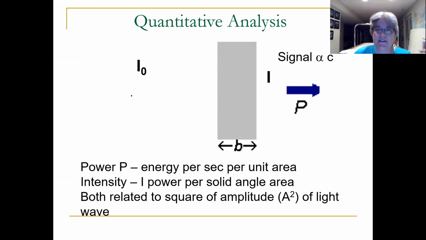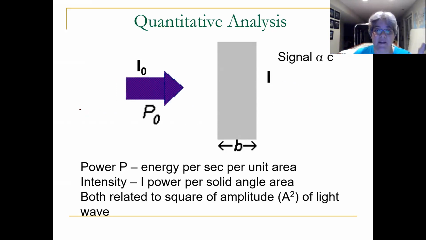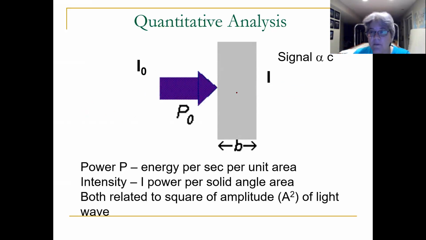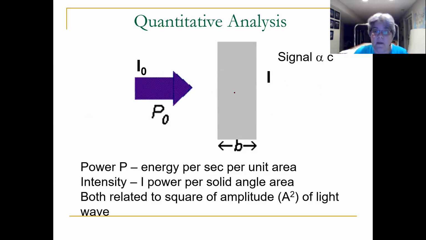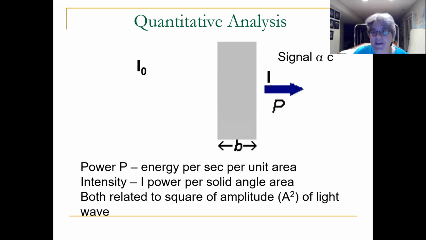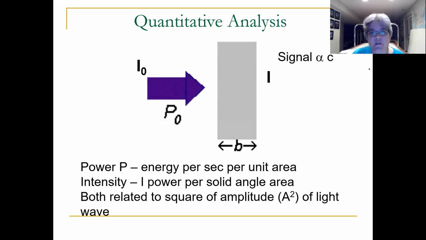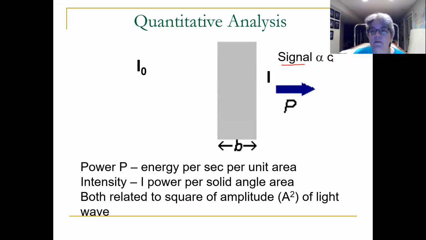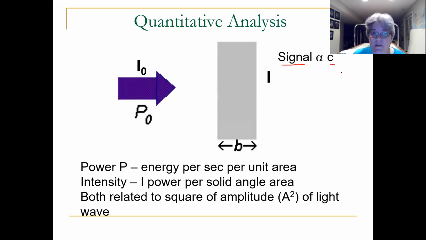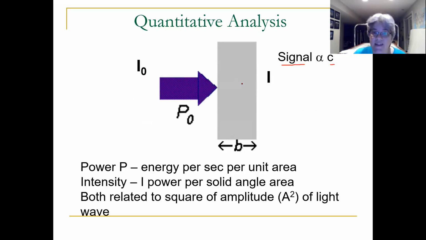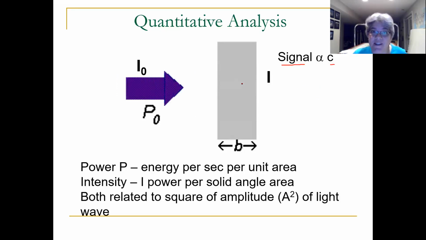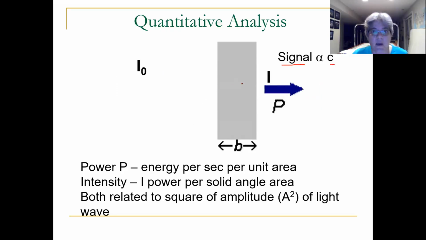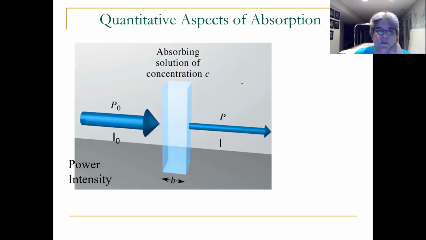So we measure the intensity or the power at the beginning of the experiment. Then we pass the light through my sample, and some of the light is absorbed. Then we get a final intensity or power. Now, in order to get quantitative information, you need your signal to be proportional to concentration. It turns out the amount of light that is absorbed is related to concentration. We're going to see exactly how it's related, but first we need to define some more terms.